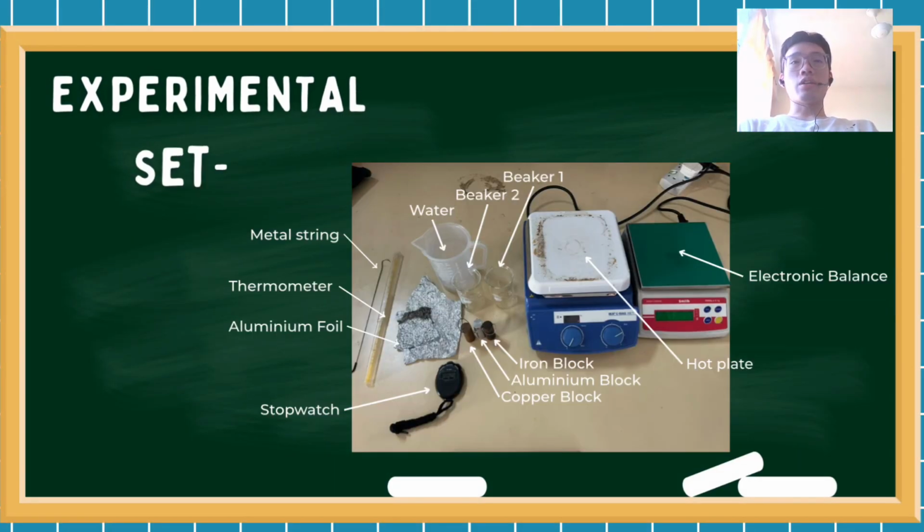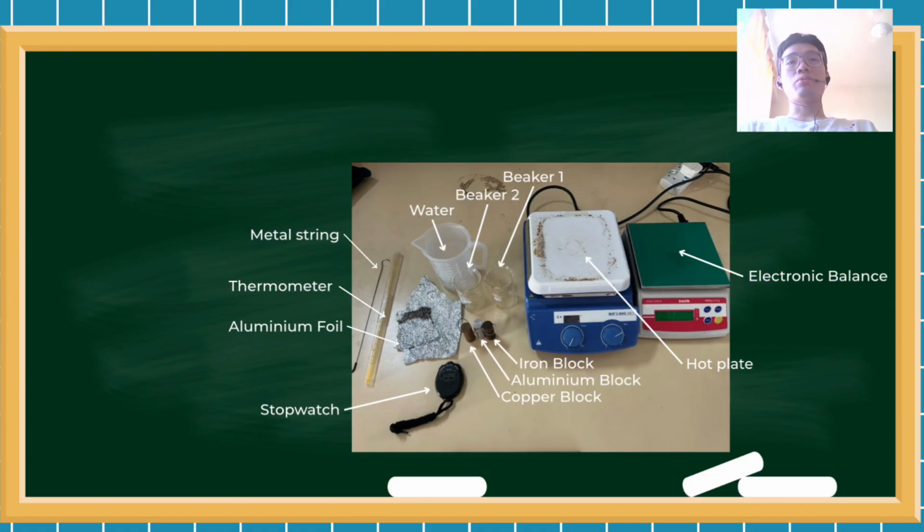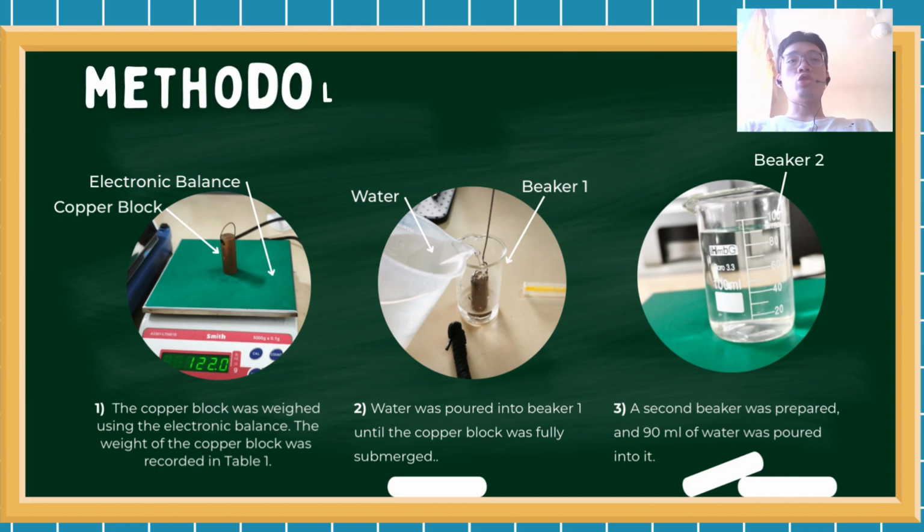So this is our experiment setup. Our experiment has a metal stand, thermometer, stopwatch, water container, beaker 1 and beaker 2, iron block, aluminium block, copper block, and a hot plate and electronic balance.